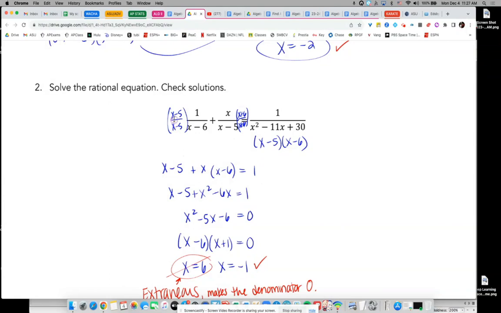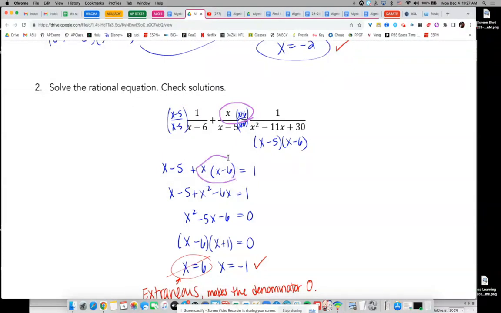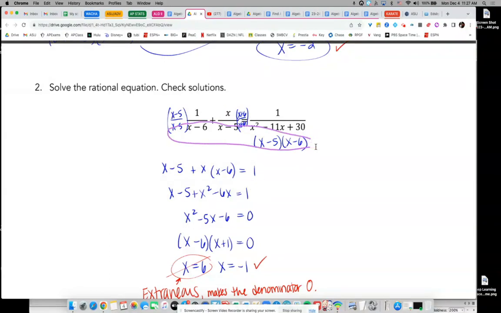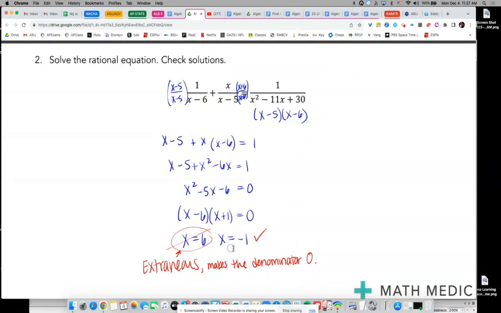Okay, and then you have your tops, right? This is just 1 times x minus 5. Then we have x times x minus 6, x times x minus 6, and then we have 1 on top here, 1. So once I got my common denominator, I can ignore the bottom then and just work with the top. It still ends up as a quadratic. You have to factor, and then you're still going to get 2 solutions.